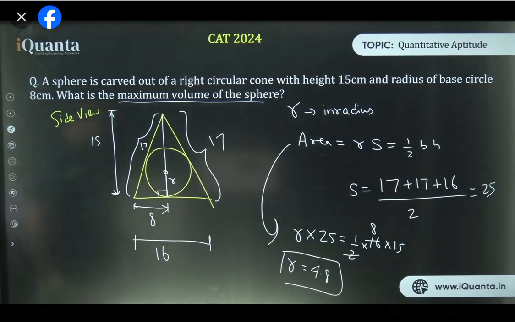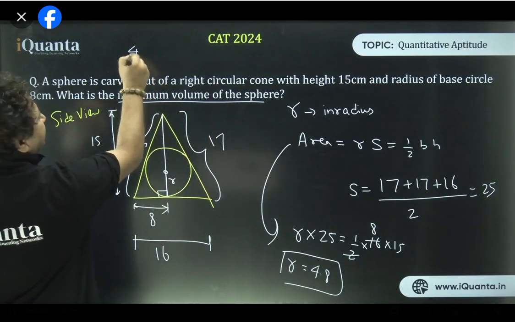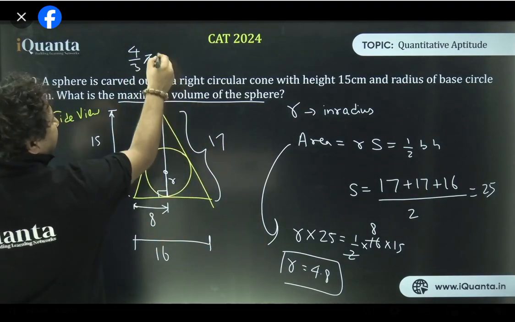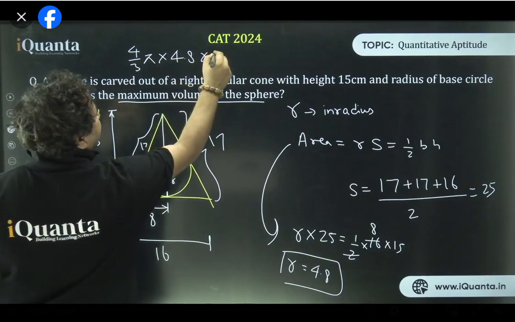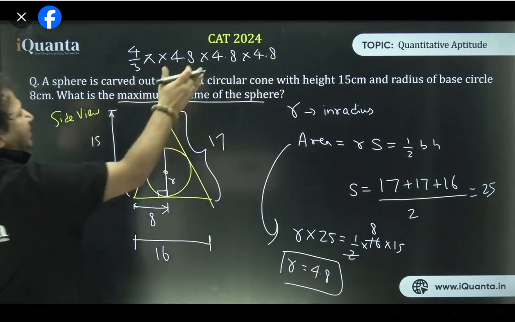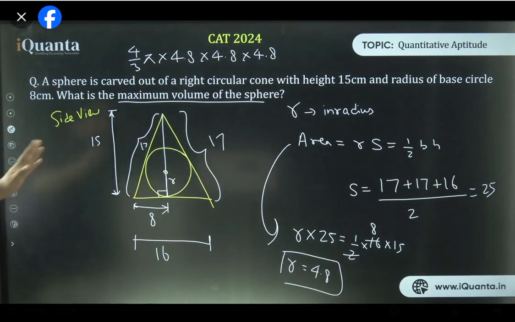Is that clear, everyone? Now you can find the maximum volume. That is 4 by 3 pi r cube. That is 4.8 cube. 4.8 into 4.8 into 4. Calculate the answer. I'm not interested in knowing the answer. I'm interested that you should be able to solve it.